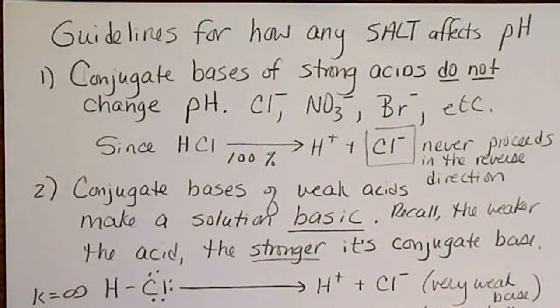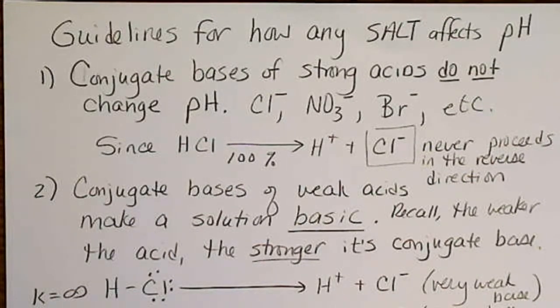Considering how a salt might affect the pH of water, for example, we're going to look at some guidelines for that. And the guidelines come from understanding what a strong acid is and what that means about equilibrium, and what a weak acid means. So for a reaction to run in reverse, it must come to equilibrium. And so if we understand that, then this analysis should be a little bit easier.